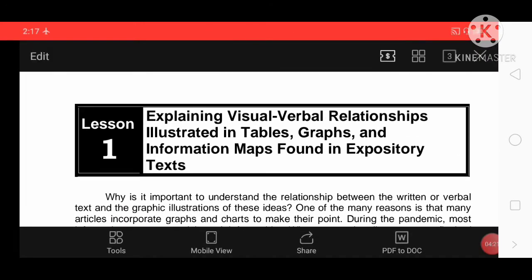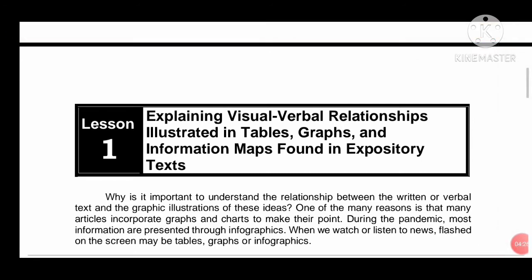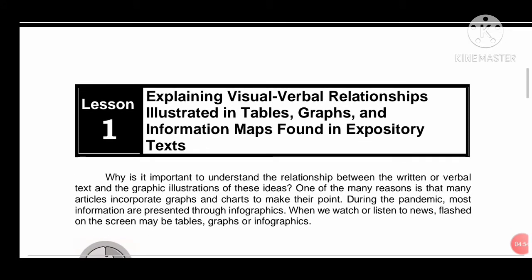Why is it important to understand the relationship between the written or verbal text and graphic illustrations of these ideas? Whenever we relate visual and verbal relationships that are illustrated in tables, graphs, and other kinds of maps, we need to make sure that the information given tallies with each other. One of the many reasons is that many articles incorporate graphs and charts to make their point.